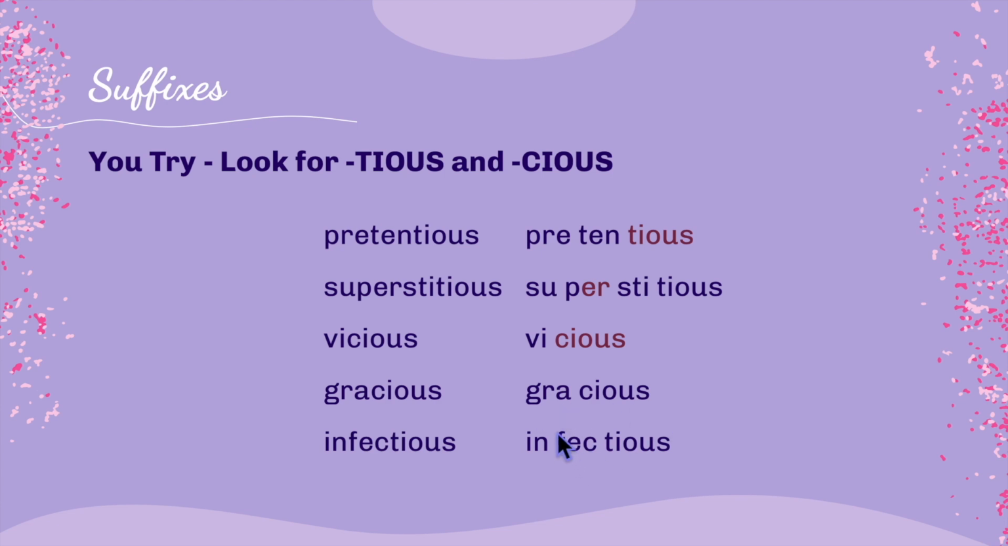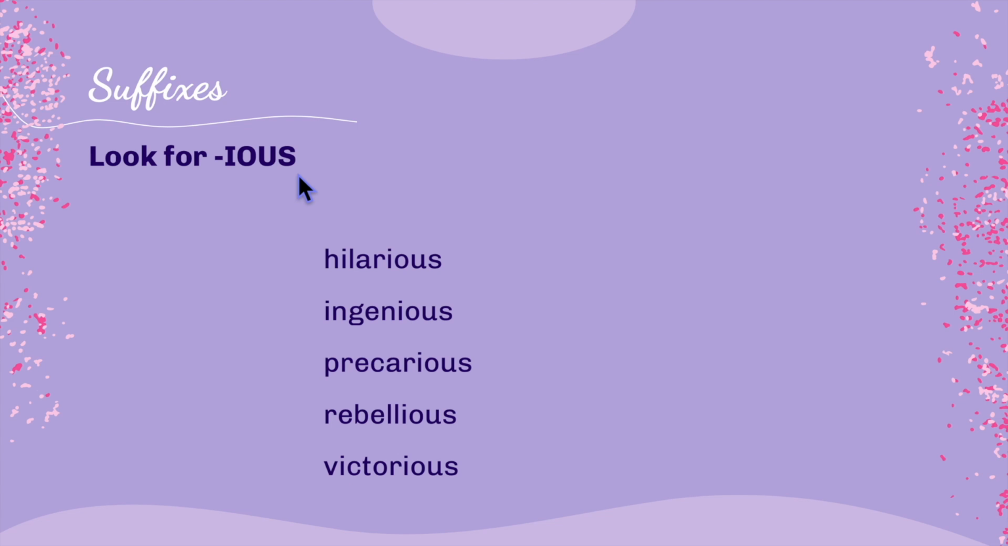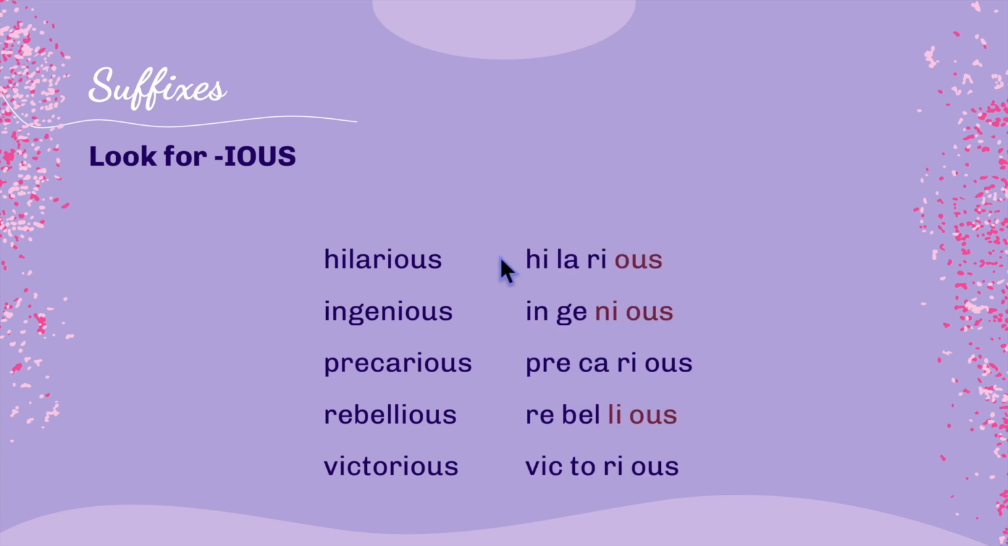Gracious. Here we divide between 2 consonants and before the suffix. These are closed syllables, so we try the short sound. Infectious. This suffix is pronounced eous. Note that it has 2 syllables. We divide after a vowel before a single consonant here and here.